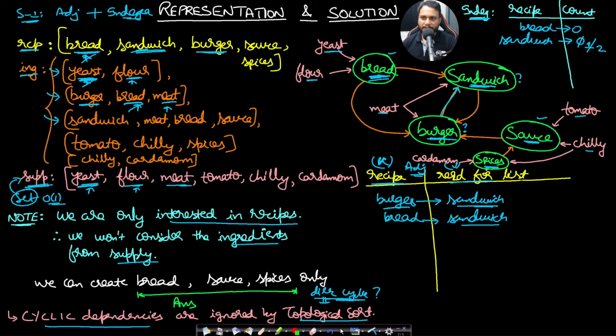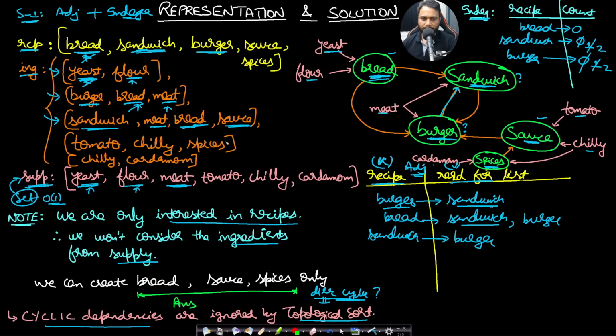Now when we go to burger, we will be creating a new entry for burger with an in degree value 0. Now burger actually requires sandwich. Sandwich is not a part of supplies, so I can create an entry for sandwich and say that sandwich is required to make burger. And so the in degree of burger will increase by 1. Meat is a part of supplies, so no change will happen. Bread is not a part of supplies, so bread is required to make burger, and the in degree of burger will increase by 1. It becomes 2.